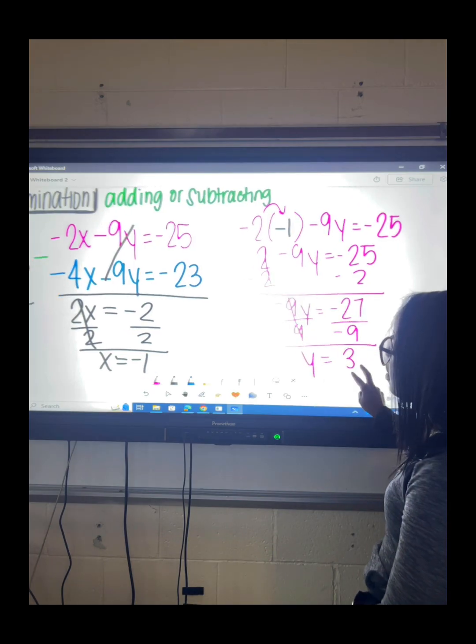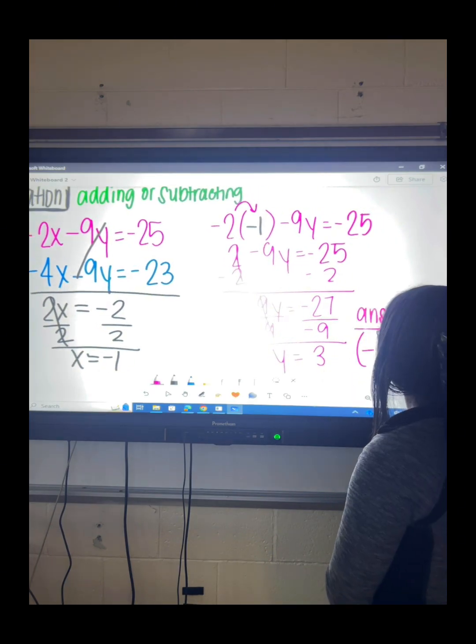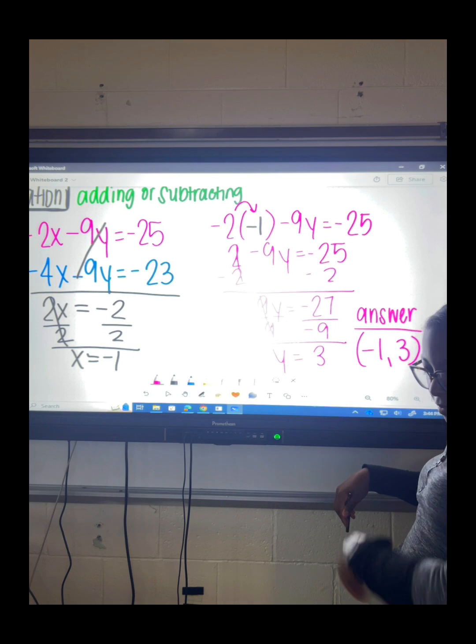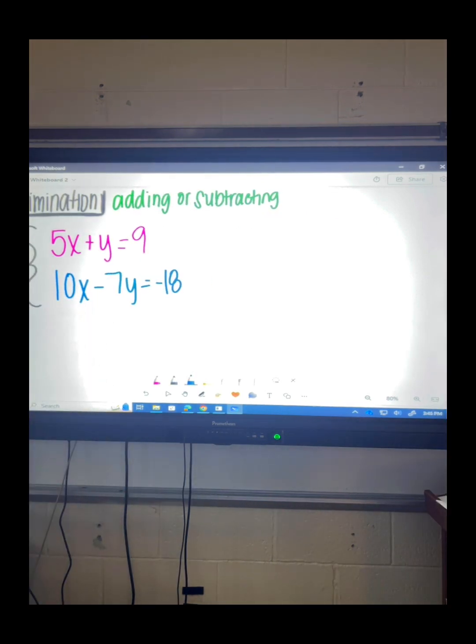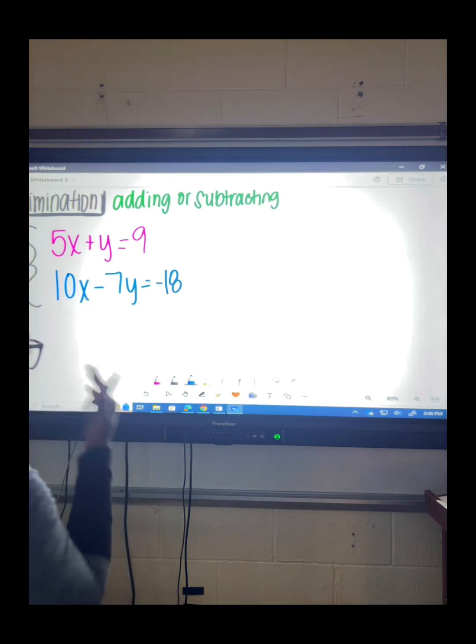So my answer is -1, 3. All right, so look at this one. Now, if I'm using the methods I've been using, I'm looking for an equation that's already solved for a variable. I don't have that. Now, I know first thing in your head is, let's just go to substitution. If you want to do that on your own time, do that. But there is a way.